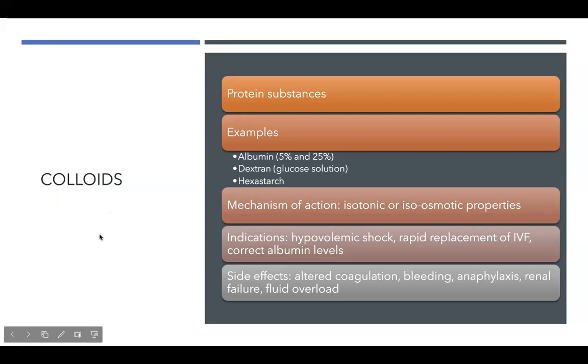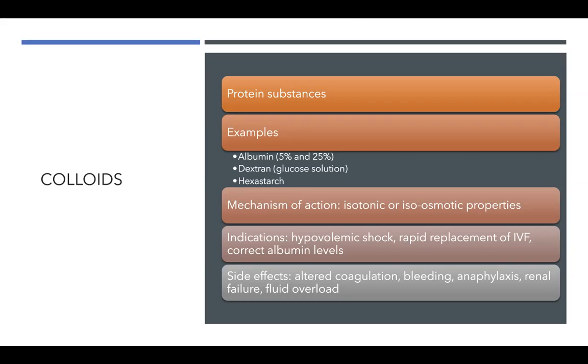So our next group are the colloids. So these have protein in them. So this is going to be your albumin, dextran, and hexostarch. So they are either isotonic or isoosmotic. Some indications are hypovolemic shock, the rapid replacement of IV fluids, and correcting albumin levels.